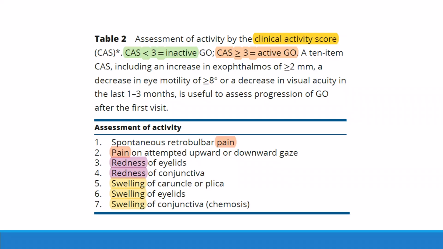and the third and fourth, redness of the eyelid or conjunctiva, and fifth, sixth, seventh, swelling of the caruncle, eyelid, conjunctiva. So don't forget that there are 2 items for the eyelid, redness and swelling, 2 items for the conjunctiva, redness and swelling, and the 2 pain items, and another one for swelling of the caruncle or plica.